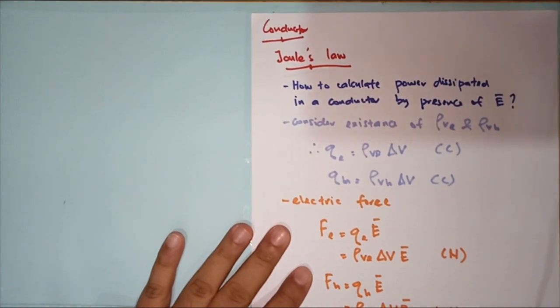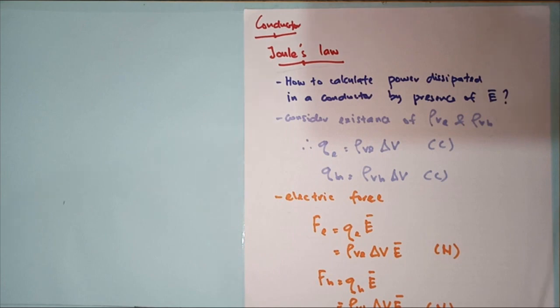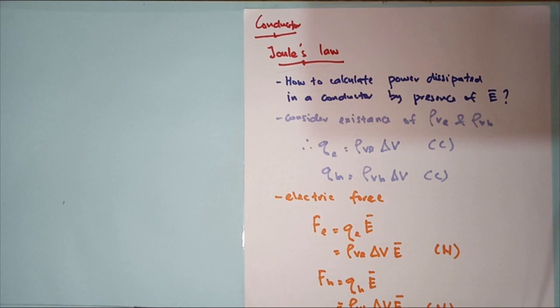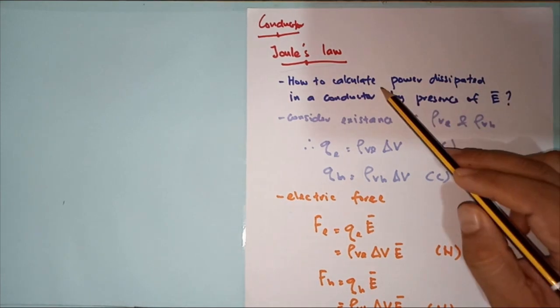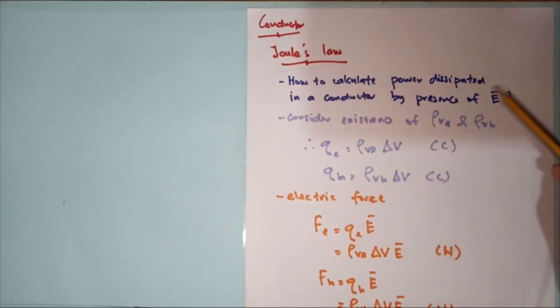Alright, we already learned how to derive the expression for the voltage. We have also been introduced to how to calculate the value of current and the resistance as well. And now we are trying to derive the expression for the power dissipated in the conductor by the presence of E.